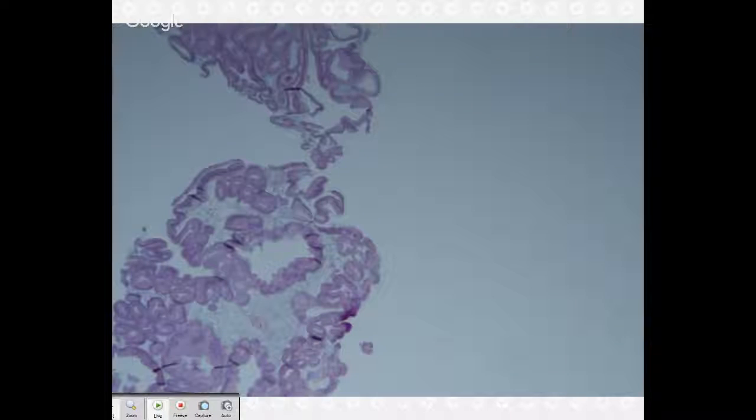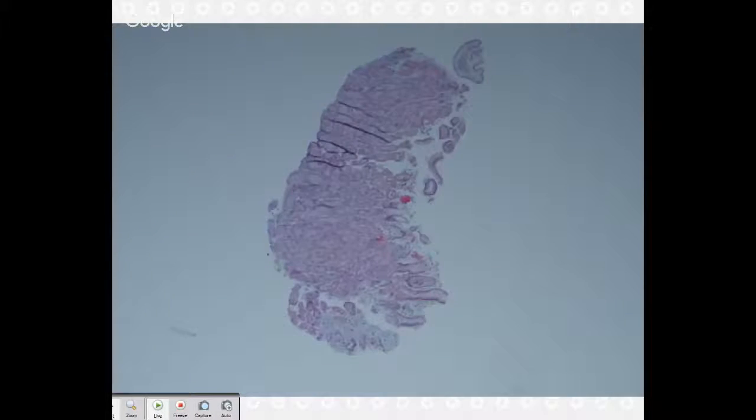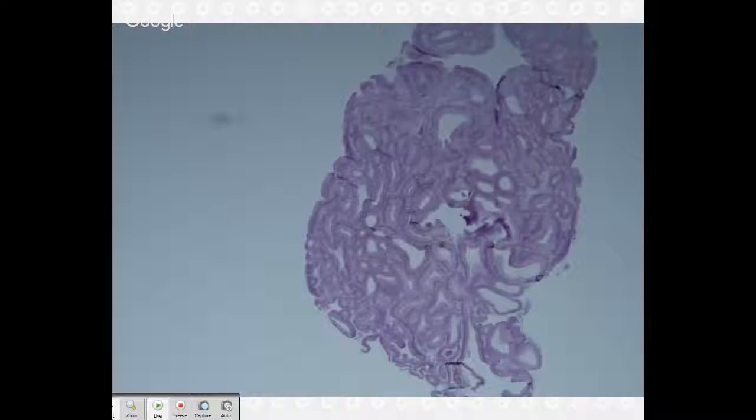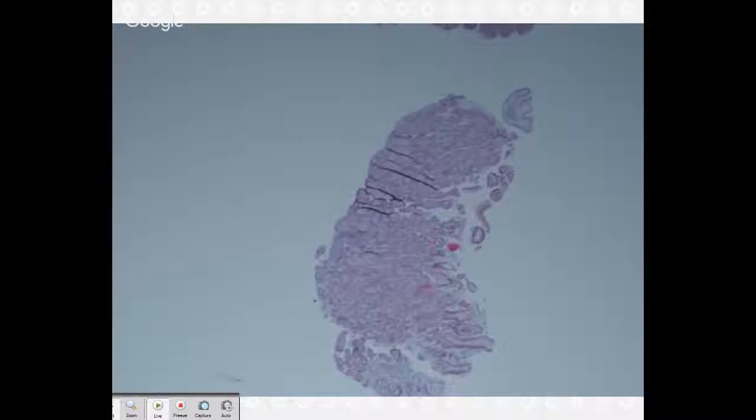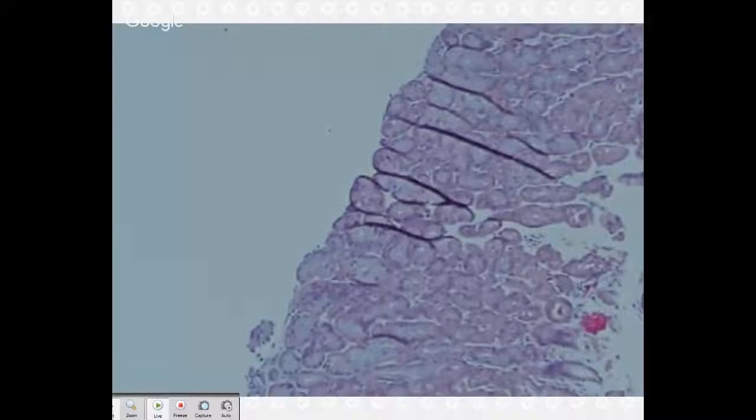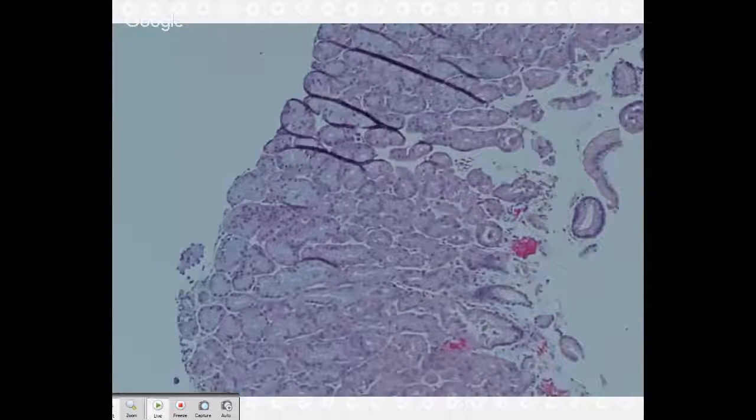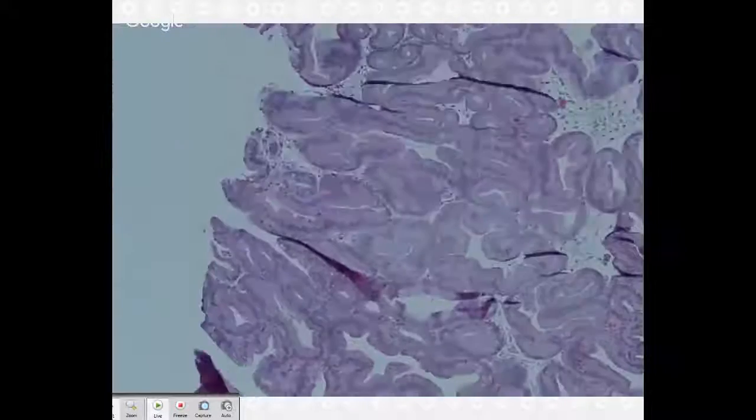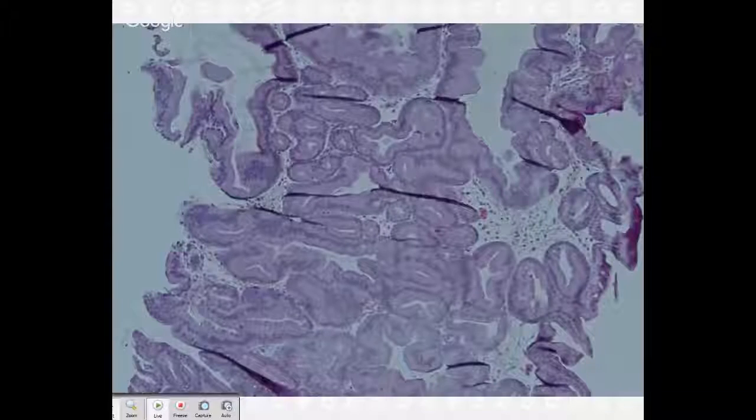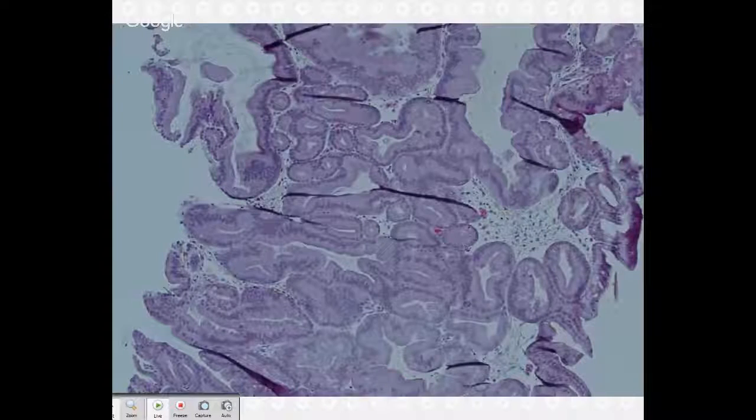Let's see. So this is 5. This is a 45-year-old man with stomach polyps. Oh, I love this one too. All right. So here is our oxyntic mucosa that was conspicuously lacking in our last biopsy. And then here is non-oxyntic mucosa. So who would like to describe this gastric polyp?